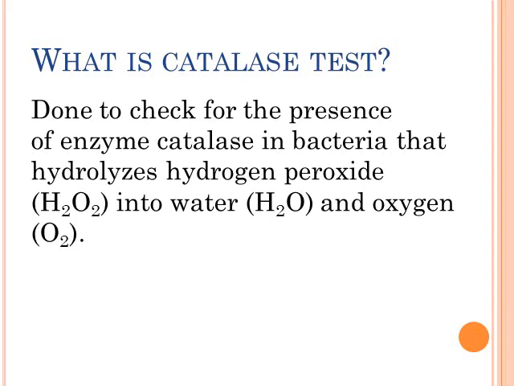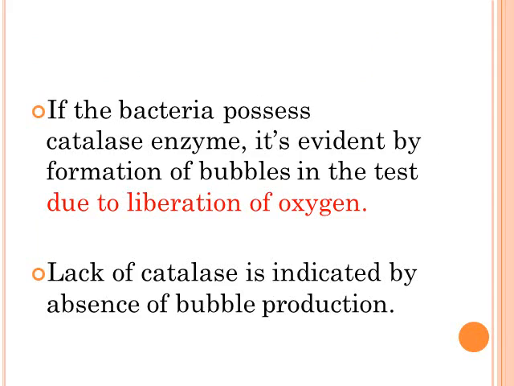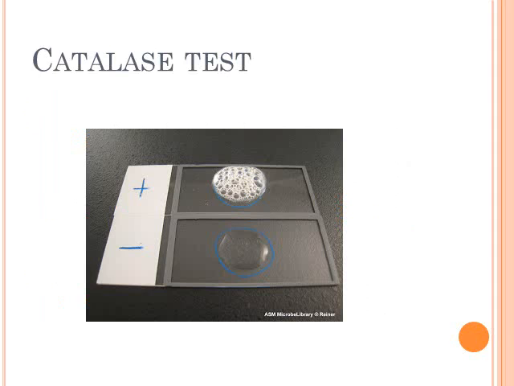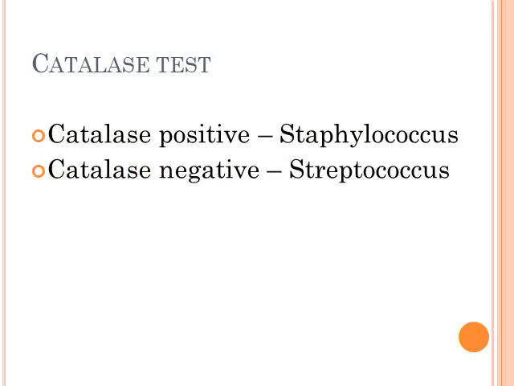It is done to check for the presence of the enzyme catalase in bacteria that hydrolyzes hydrogen peroxide into water and oxygen. If the bacteria possess the catalase enzyme, it is evident by formation of bubbles in the test due to liberation of oxygen. Lack of catalase is indicated by absence of bubble production. Here the upper one is a catalase positive and the lower one is a catalase negative organism. Staphylococcus is a catalase positive coccus, Streptococcus is a catalase negative coccus.